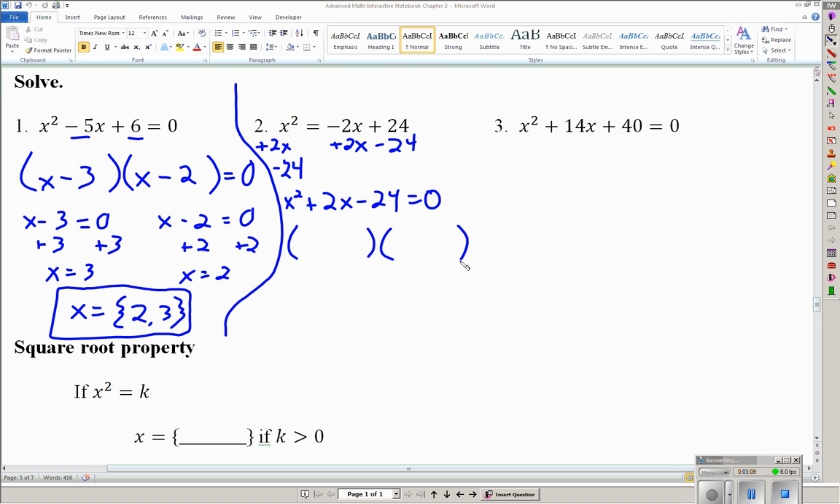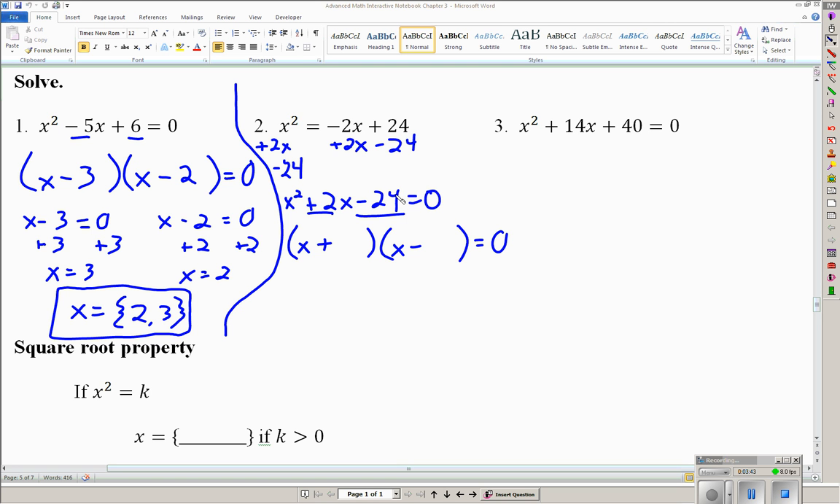Two sets of parentheses. X squared becomes x and x. And then what numbers multiply to get negative 24 and add to get 2? Since they multiply to get a negative, I know I need a positive and a negative. And they add to get a positive, so I know that the bigger one has to be positive. So since I got one positive, one negative, think subtraction here. In other words, what numbers multiply to get 24 and subtract to get 2?